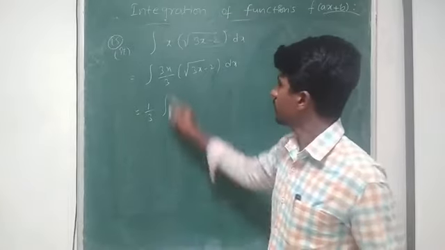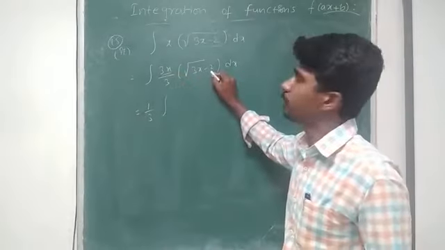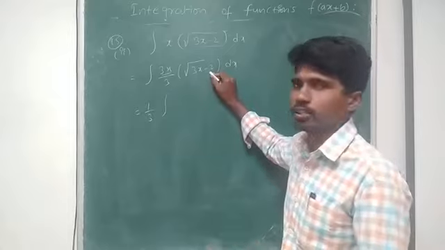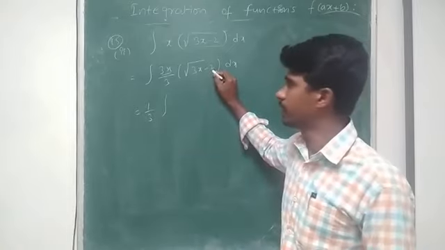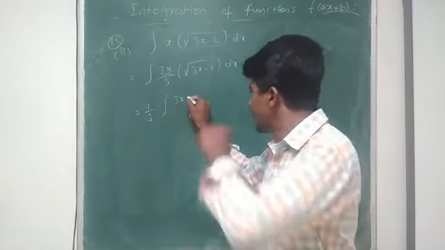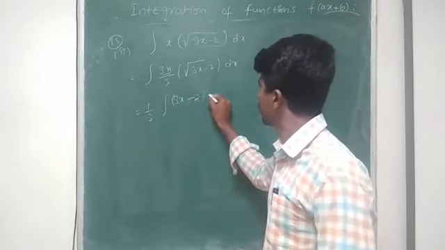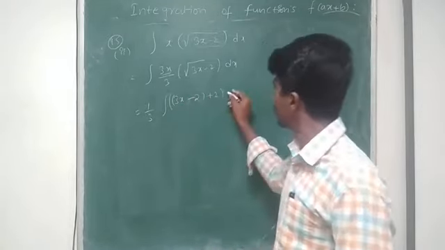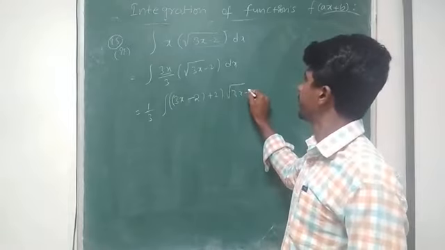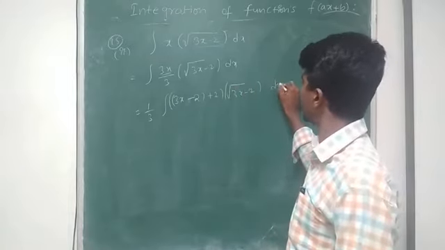Integral. I have just 3x but I need minus 2. So how do I get minus 2? Just add and subtract 2, then we get 3x minus 2 plus 2 into root of 3x minus 2 dx.